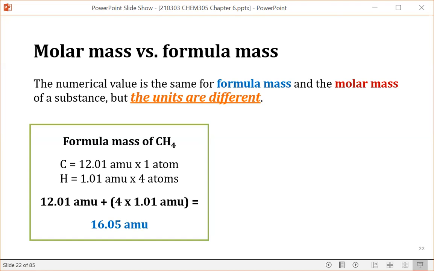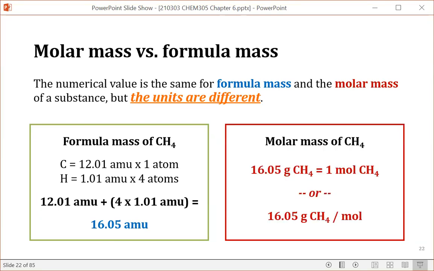So let's say we calculate the formula mass of methane, CH4. We have the atomic mass of carbon, 12.01 AMUs times 1 atom of carbon, plus the mass of those 4 hydrogen atoms, 1.01 AMU times 4 atoms of hydrogen. You add them up and you get 16.05 AMUs for the formula mass of methane. The molar mass of methane is the same number, 16.05.